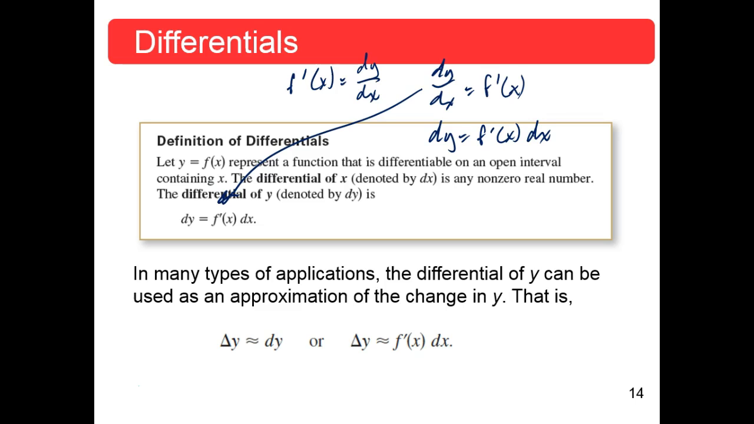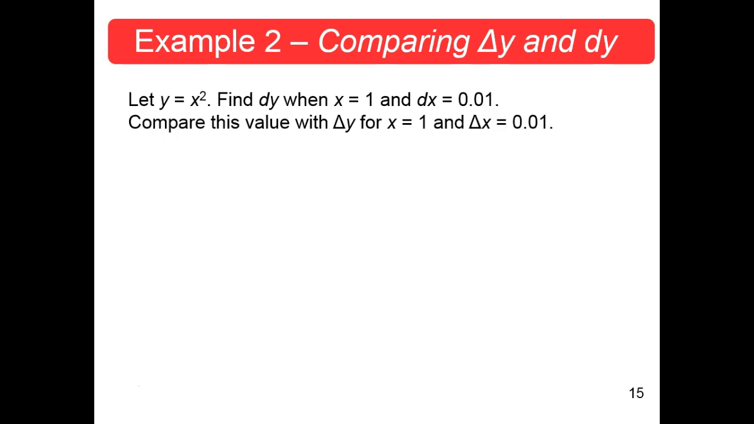In many types of applications, the differential of y can be used as an approximation to the change in y. That is, let your change of y, delta y, be approximately that differential of y, or the differential of y is approximately equal to f prime of x dx. It is equal to f prime of x delta x, but we'll approximate it with the f prime dx. Okay? That's where we're heading.